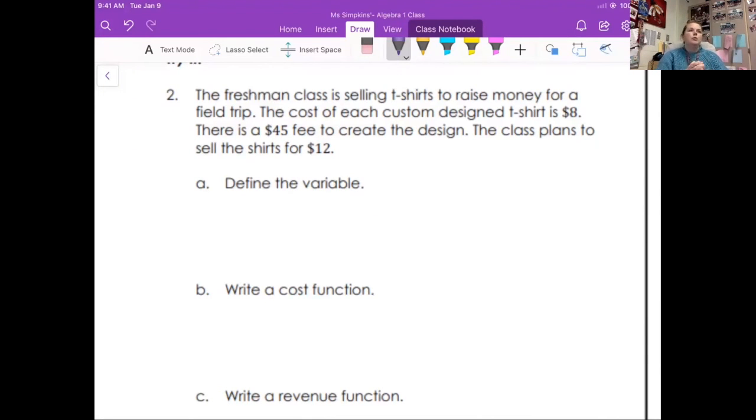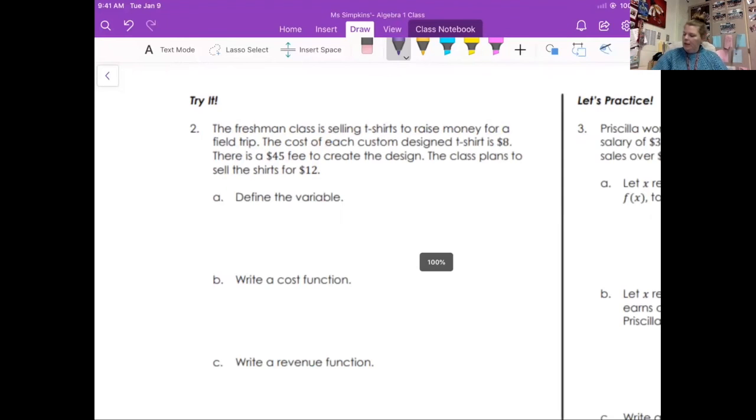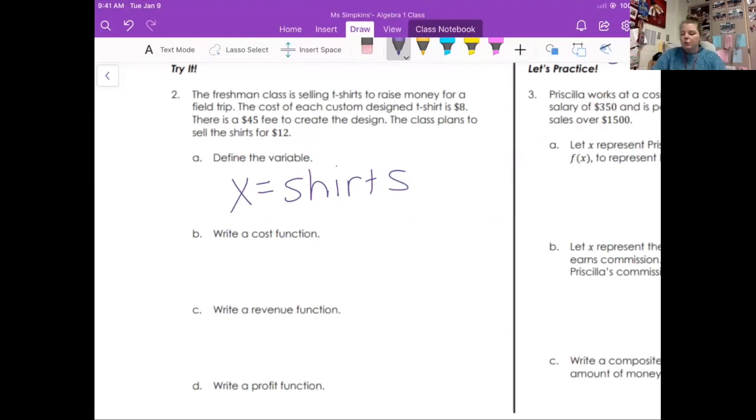So the first thing we need to do is, what is our variable? What do we not know right now? The amount of shirts we're going to sell. So we're going to say X is going to represent shirts. And we're going to write a couple different functions. The first one is cost. So C of X. How much is it costing us to make the shirts? Well, that's $45, and what else? $8 per shirt. So $8 per shirt plus that one-time design fee of $45, which seems like a lot in my opinion, but whatever.